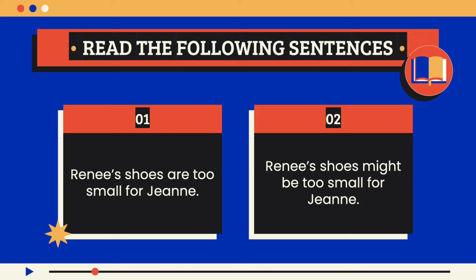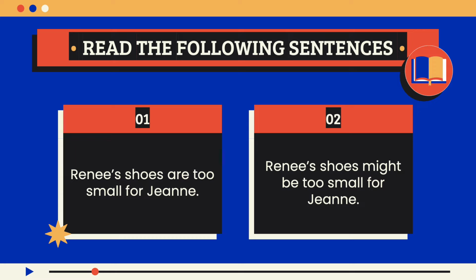Let's dive right into our lesson by reading and examining the following sentences. Renee's shoes are too small for John. Renee's shoes might be too small for John. Do the sentences express the same message? If you answered no, then you're right.